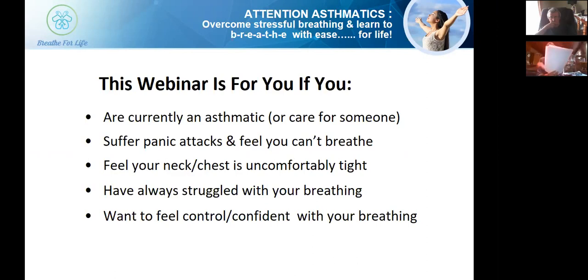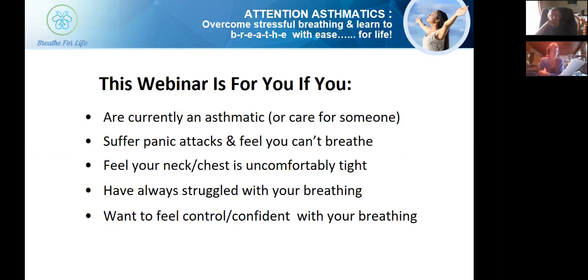How many of you feel your neck and chest is uncomfortably tight? How often do you want to take a deep breath, but it feels like someone has their hands gripped around your throat and a belt is tightly fastened around your ribcage? Well, I'm going to show you a few things that you can do to help release the restriction and tightness of your whole upper body.